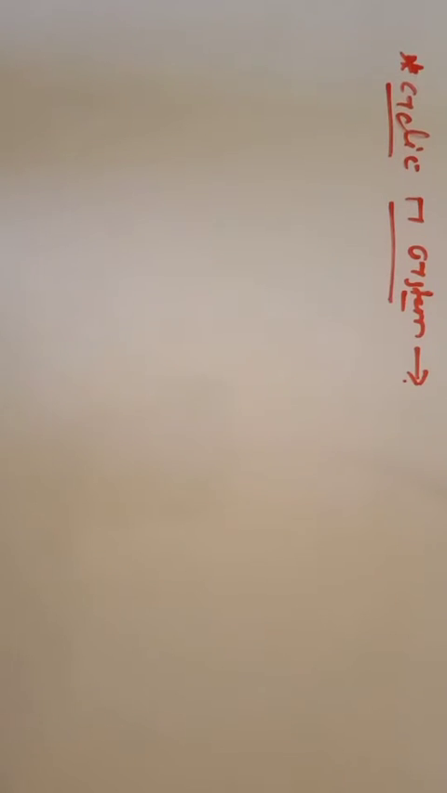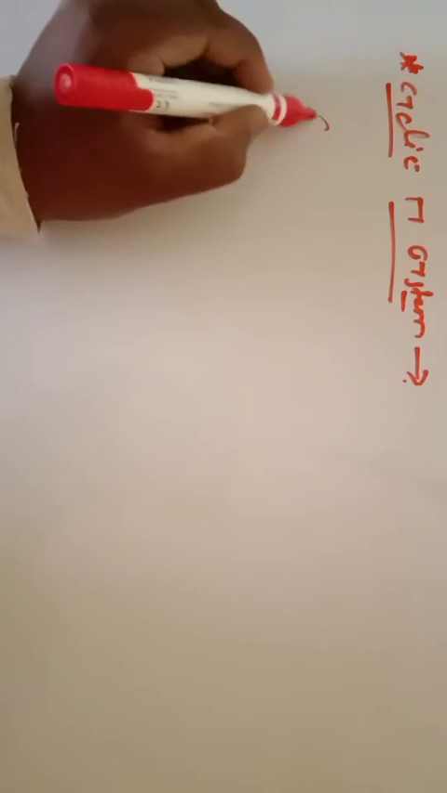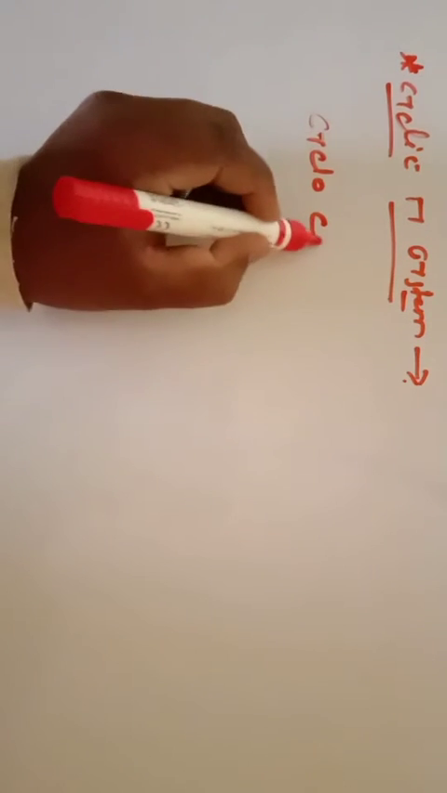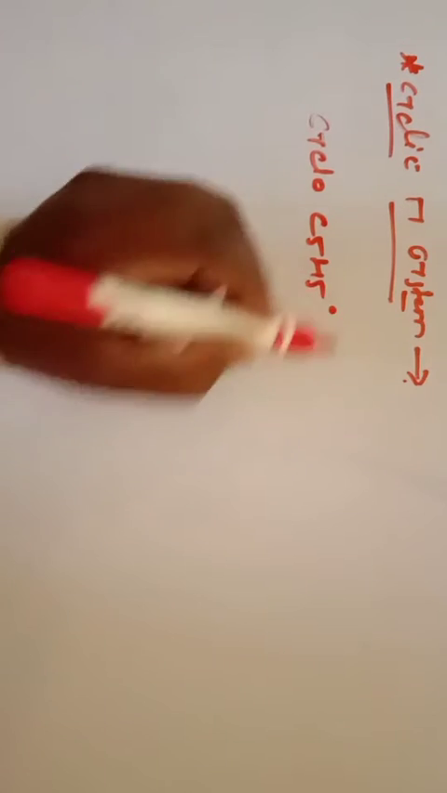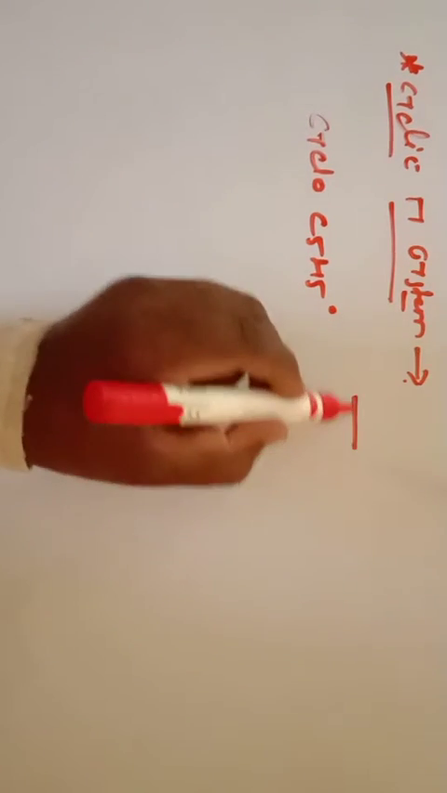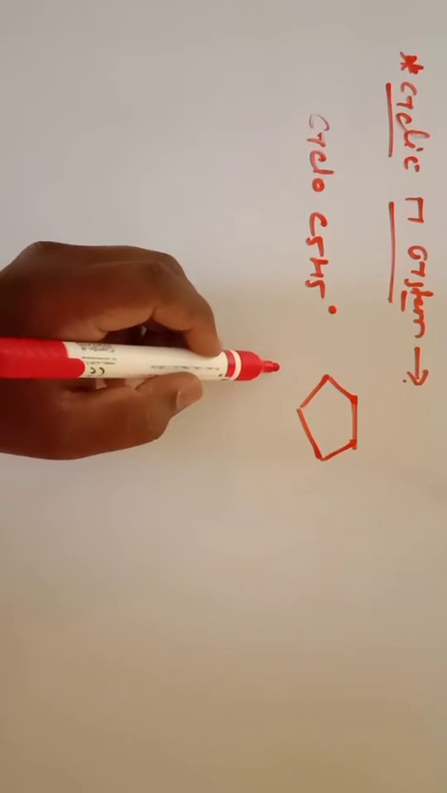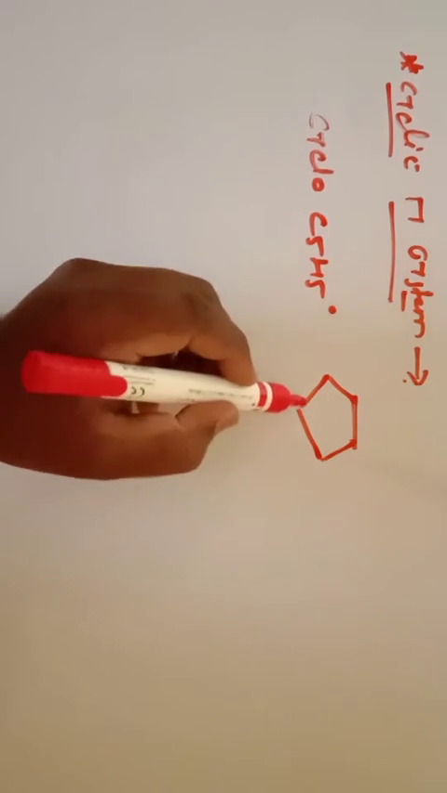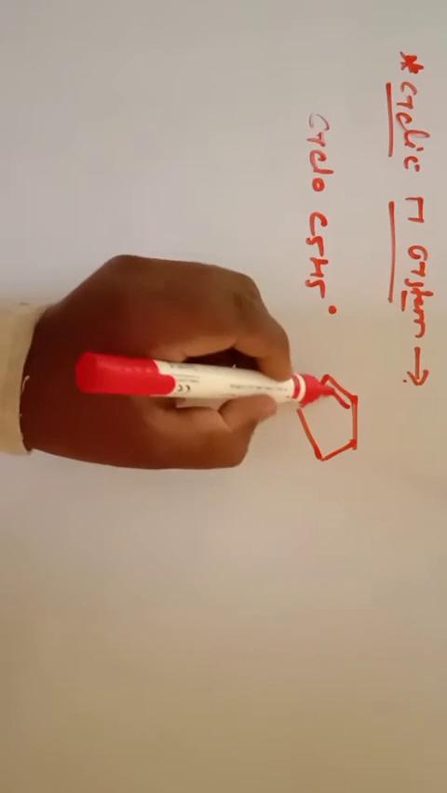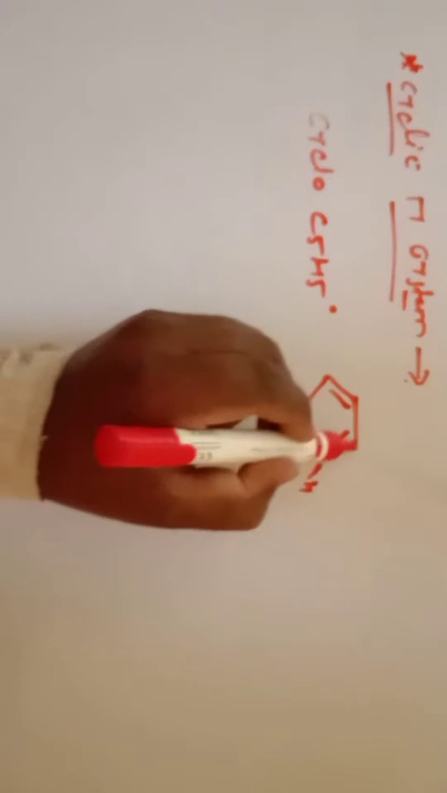Good morning, dear student. In today's lecture, we will discuss the next cyclic pi system, that is the cyclo C5H5 radical. So this is looking like this. The double bond is there, and one radical, and the remaining hydrogen is there.